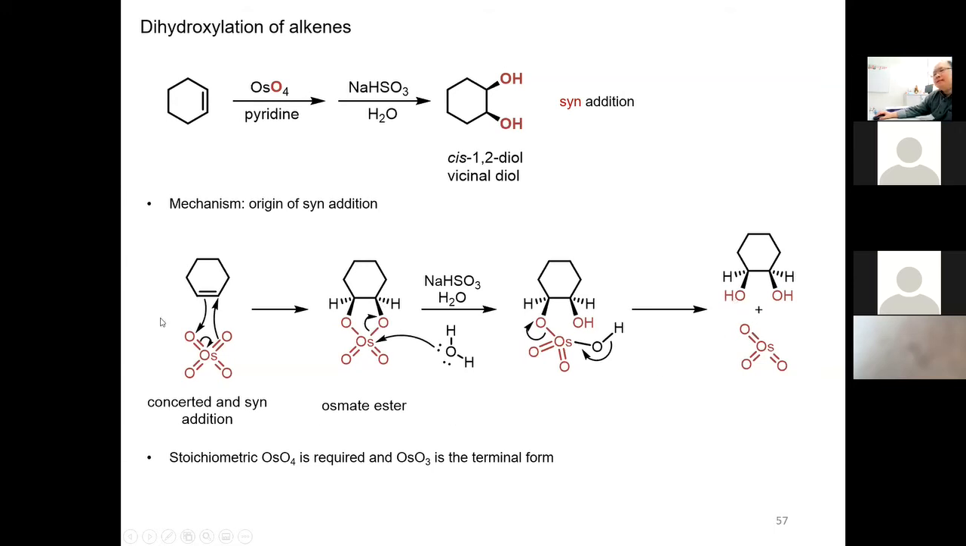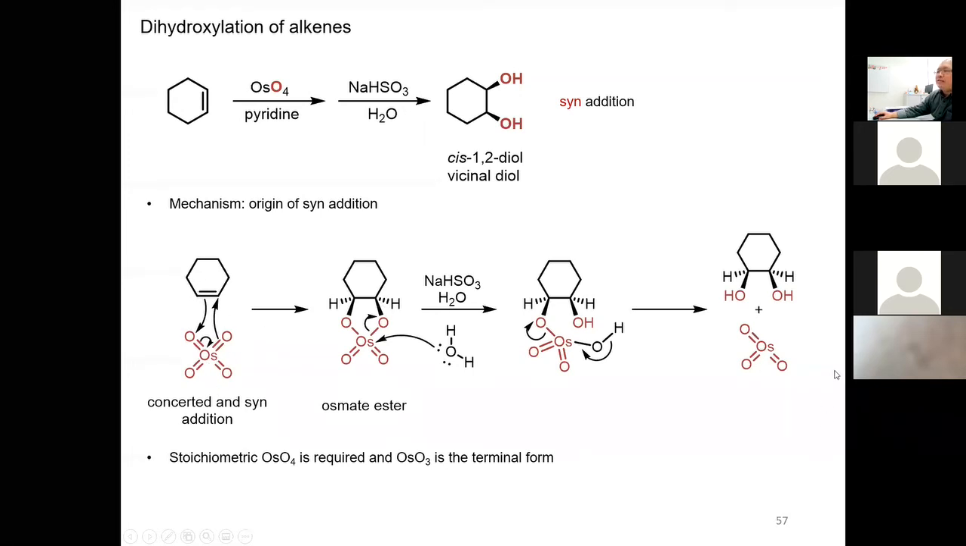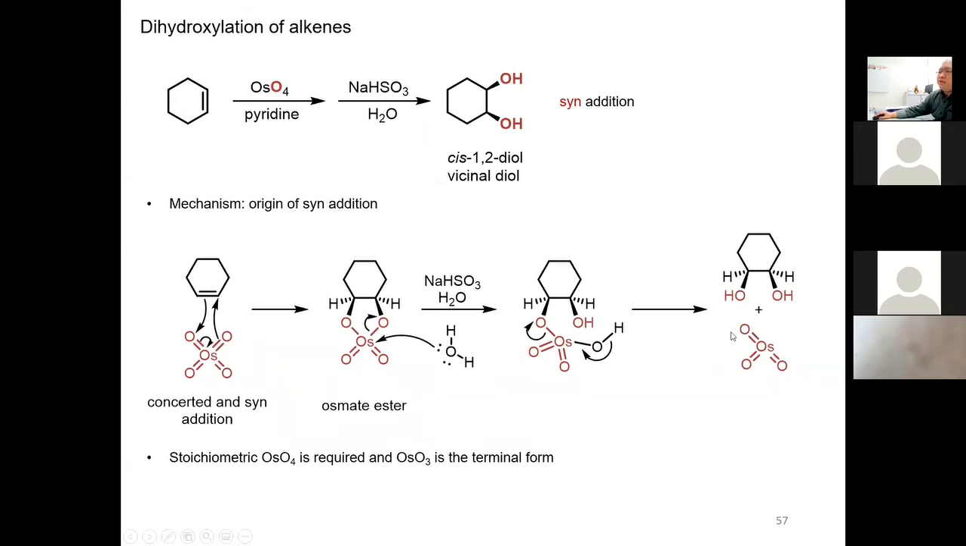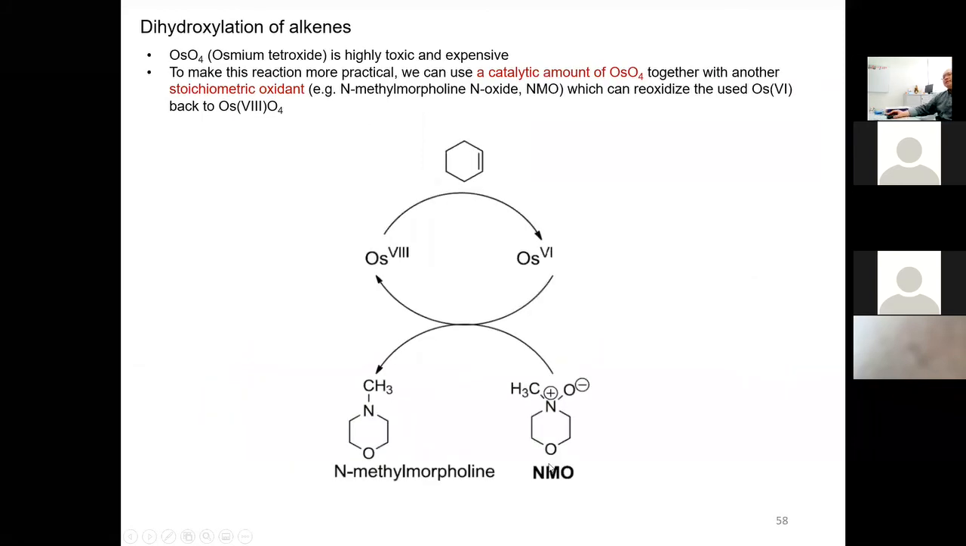Based on the mechanism, only osmium tetraoxide can catalyze the reaction. So at the end of the reaction, this osmium is not reactive at all, right? It needs to have 4 oxygens to do the reaction. So with a stoichiometric amount of osmium tetraoxide, if you have 1 equivalent of the olefin, you need 1 equivalent of osmium tetraoxide to do the dihydroxylation. And the osmium trioxide is the terminal form, right?